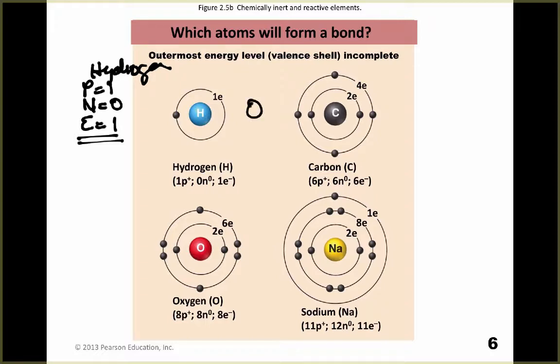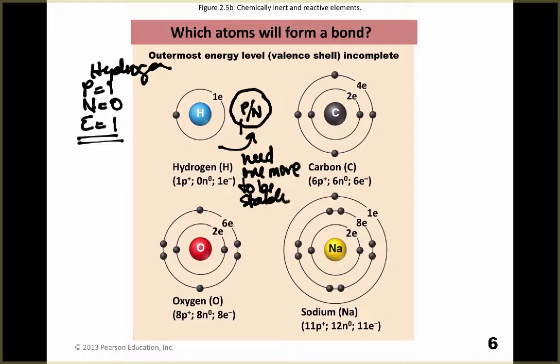So we have protons and neutrons, 1 and 0. And then when we're looking at that first shell, how many are there? Well, we have 1 in the first shell. How many do we need to be stable? We need 1 more. So that's going to make him basically react to find 1 more electron.